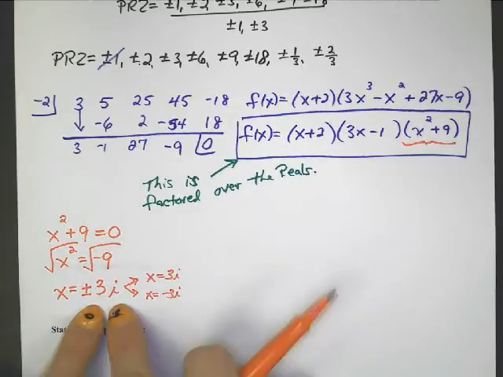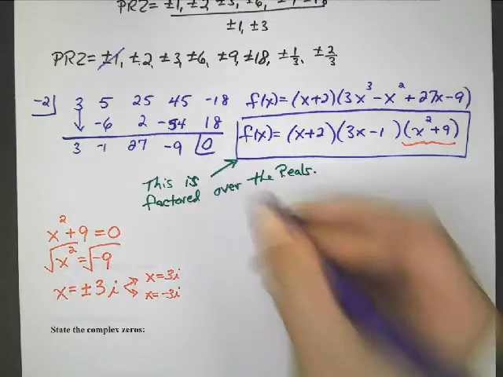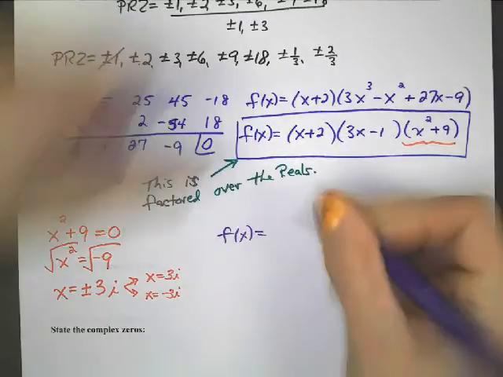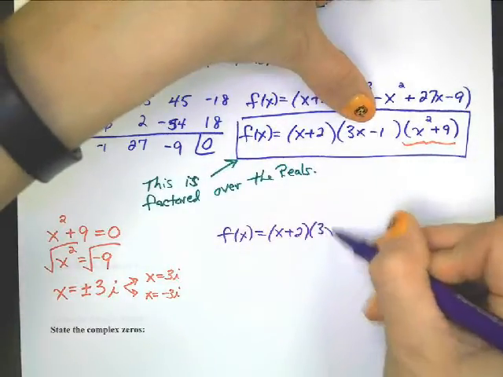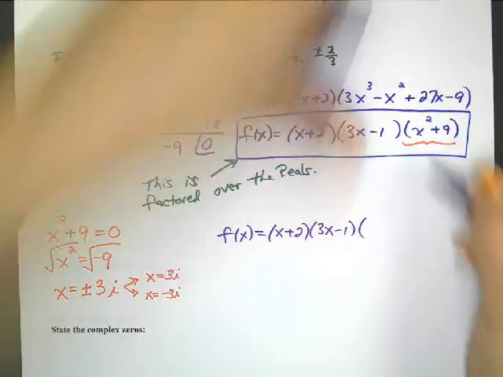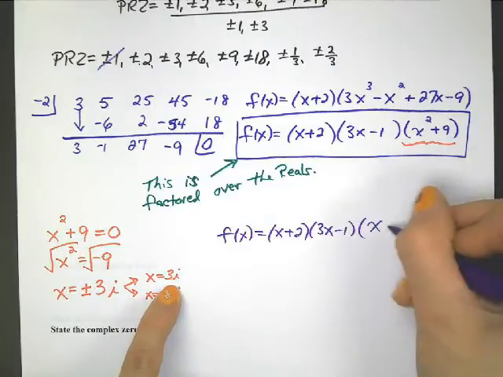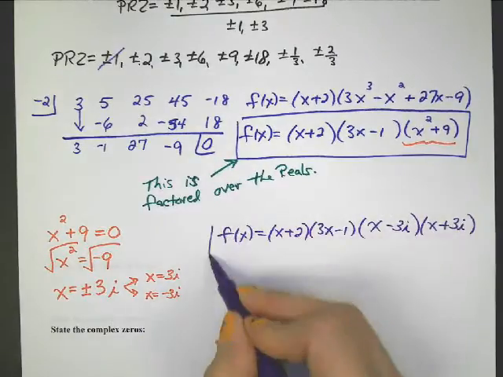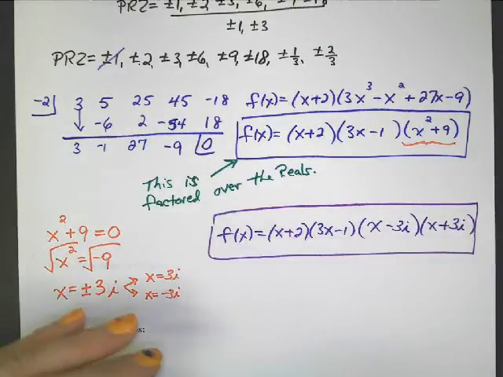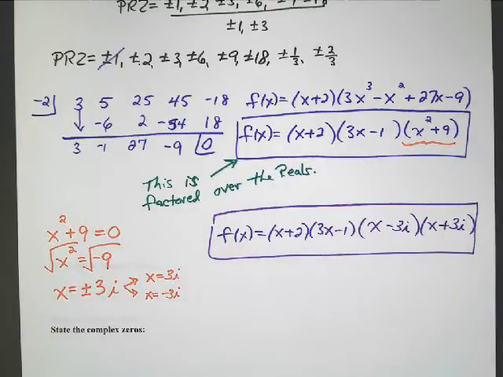Okay, so you could solve it by hand, and if you need to use imaginaries, then you can. So let's write f of x again. Don't forget your quantity x plus 2 from before, your 3x minus 1. And now I'm going to write x minus 3i, and x plus 3i. So x to the fourth factored into 4 quantities if I was allowed to use imaginaries.